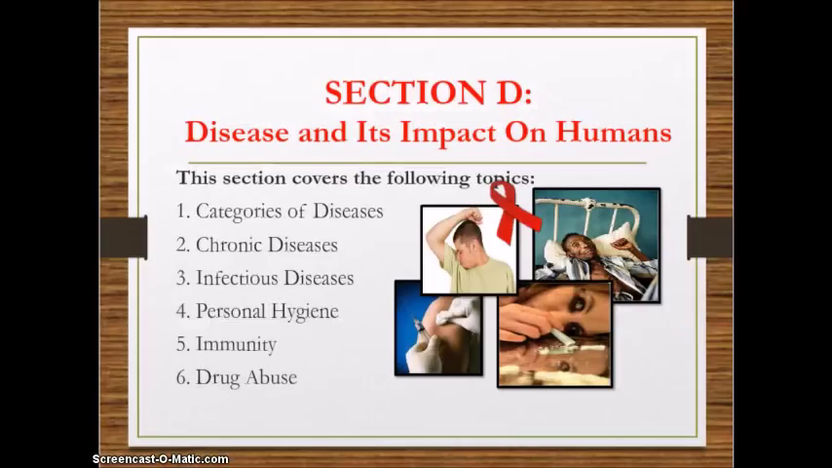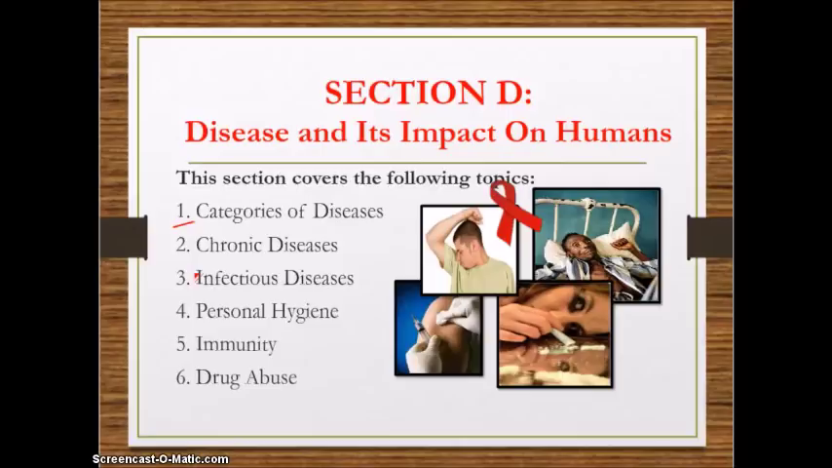Now let's move on to section D, disease and its impact on humans. So the topics that you should know about would be, firstly, the different categories of diseases. We have mental, hereditary, physiological, deficiency, and infectious diseases. And you should know the definition of health and disease to begin with.